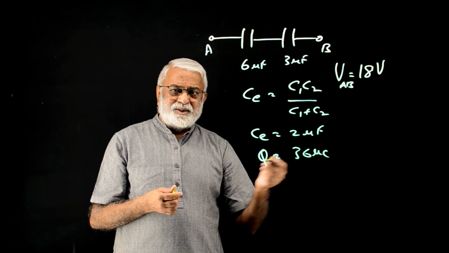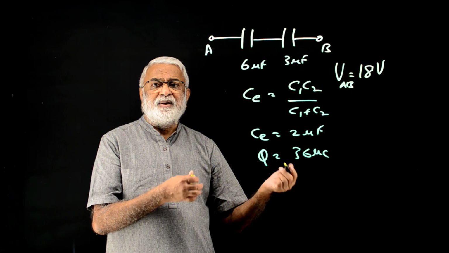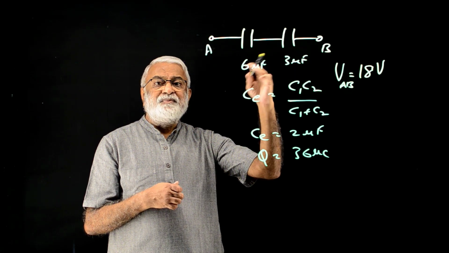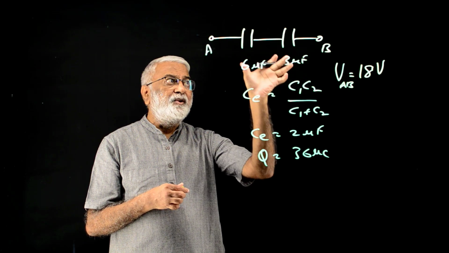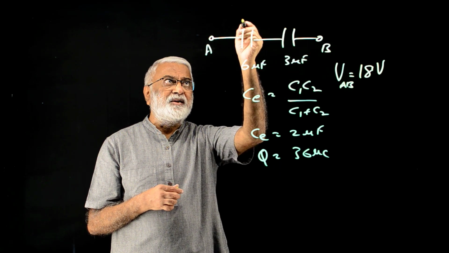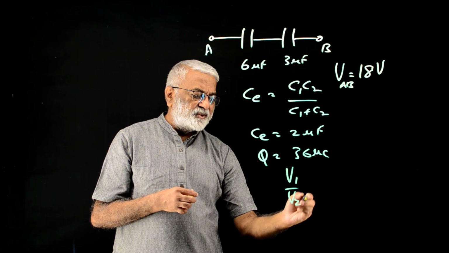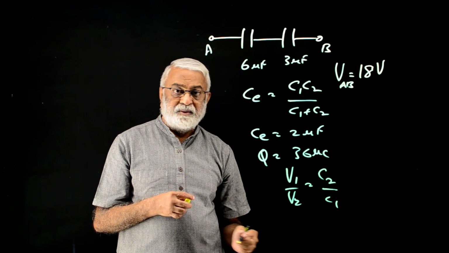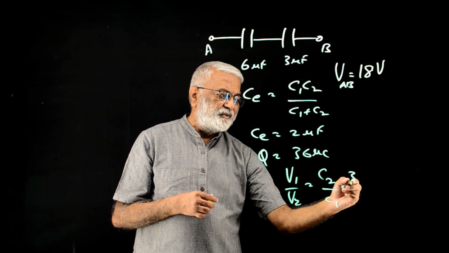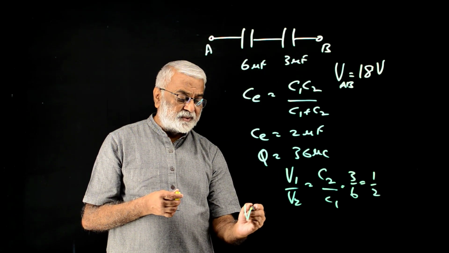We don't have to calculate the charge of the capacitor. We're not interested. So you could go with some other logic, like say potential difference in series combination is in inverse ratio of capacitances. We know the combined potential difference. We know the ratio of potential difference. We call this V1 and V2, V1 across this and V2 across this. We know the ratio of V1 by V2, that is C2 by C1, right? Which in this case is 3 by 6, that is half, right? And we know V1 plus V2 is 18 volt.